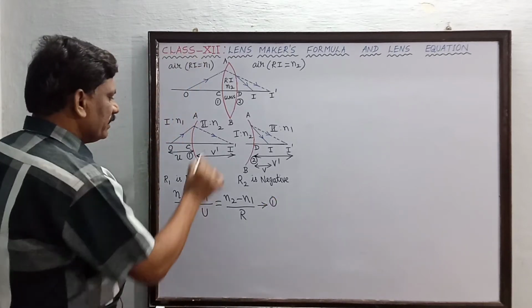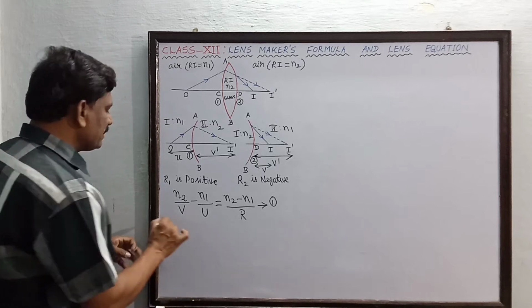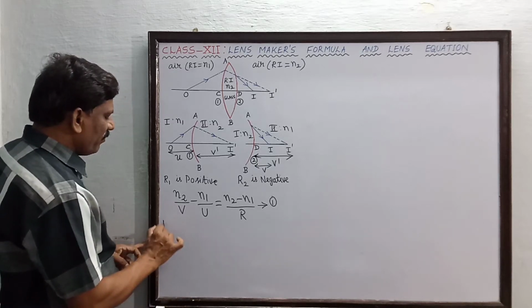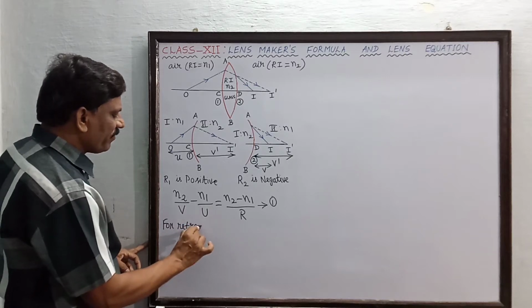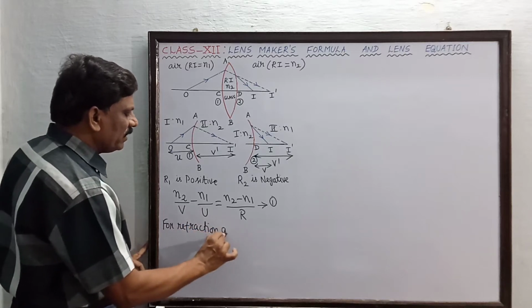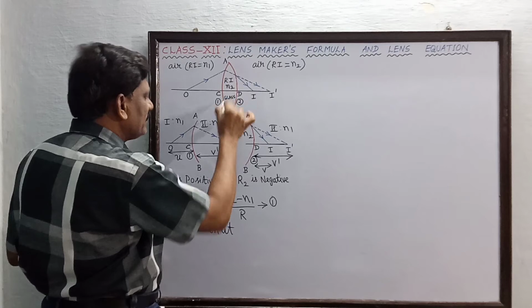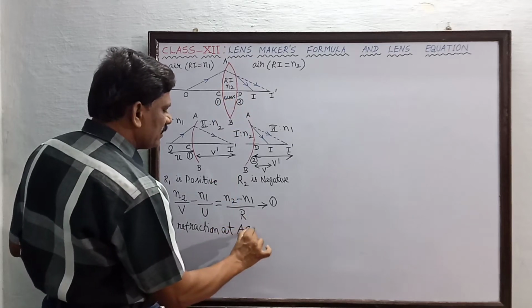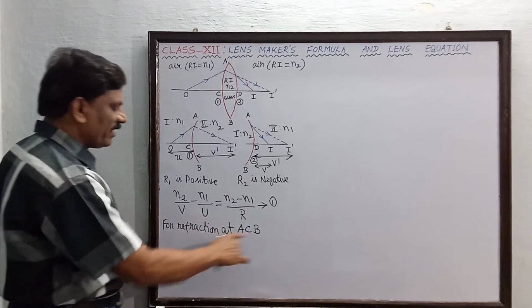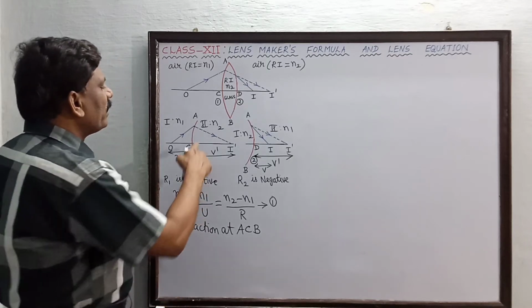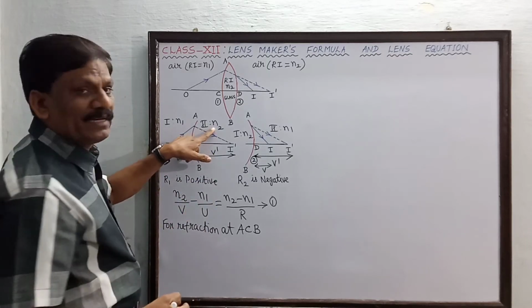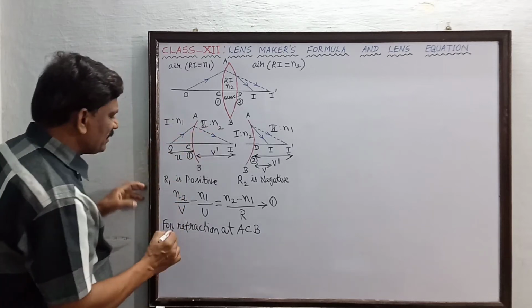Now in the examination, you have to derive this in steps. For refraction at the first curved surface ACB, you look at this picture: the second medium is N2, the first medium is N1.